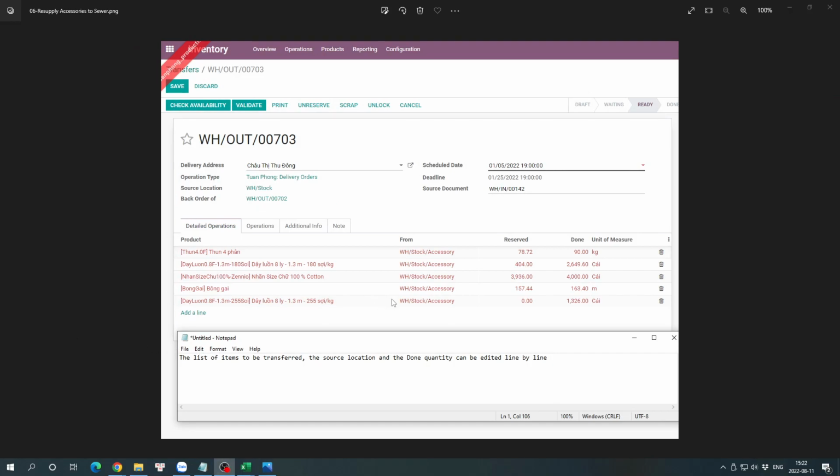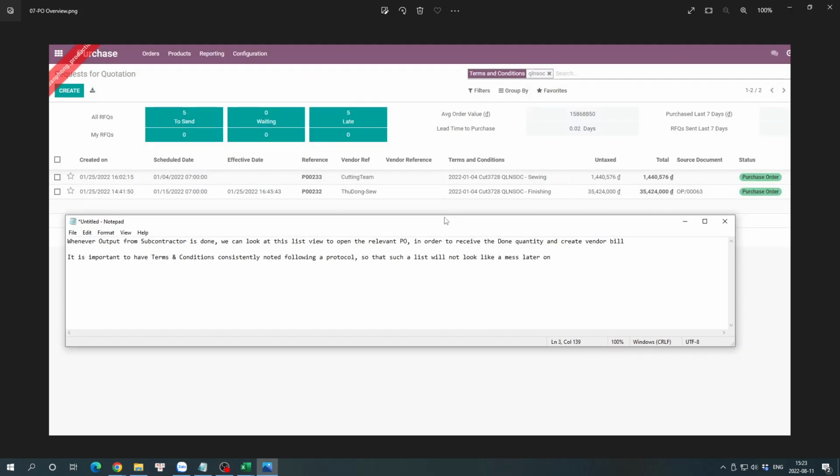Yeah, it will come time when we actually need to provide these accessories to the sewer, and be careful with the default location. See, this one should go from accessory. So keep that in mind. Next.